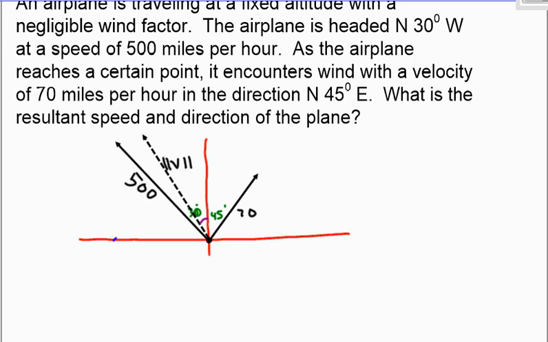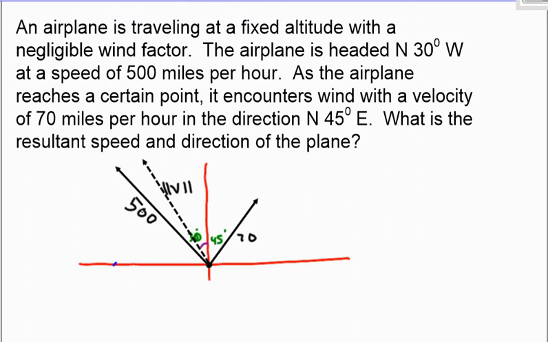All right, so what we're going to want to do is put both of these vectors that we've been given, the plane and the wind, right? This one's the plane, this one's the wind. We want to put both of those vectors in component form. So for the plane, maybe I'll do the plane in blue here. I'm going to go all the way from here to there. I want to figure out what that angle is. Well, it was north 30 degrees to the west, so we got 90 plus 30, that's 120 degrees.